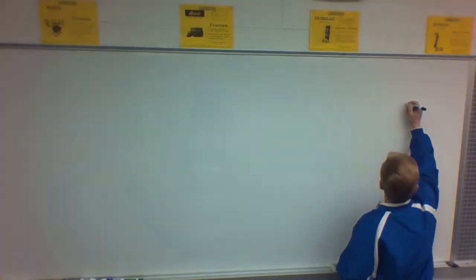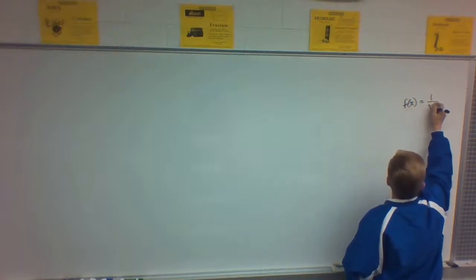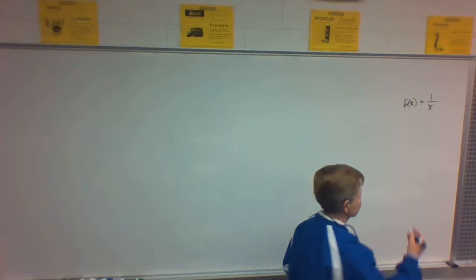The parent function for all rational functions is this. This is the simplest possible one. Everything grows from this. That's the parent.